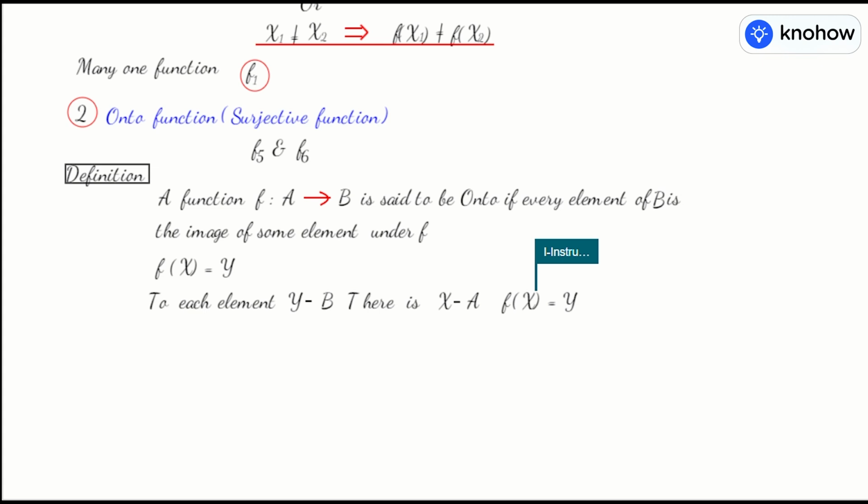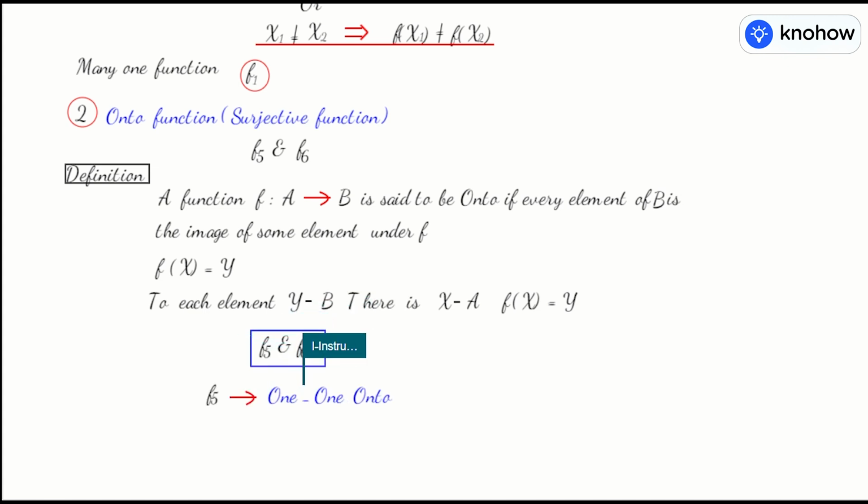So what are the examples of onto function? You have function 5 and function 6. But what is the difference between function 5 and function 6? In function 5, it is 1-1 onto. F5 is the example of 1-1 onto. That is, it is single seated rooms and no room is vacant.